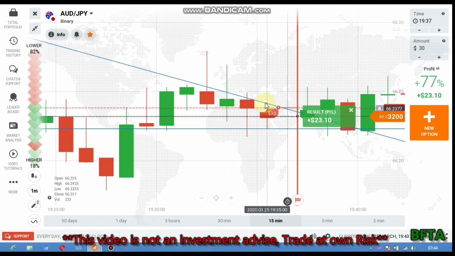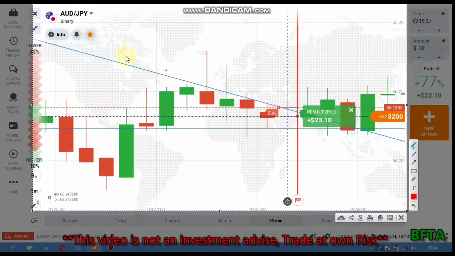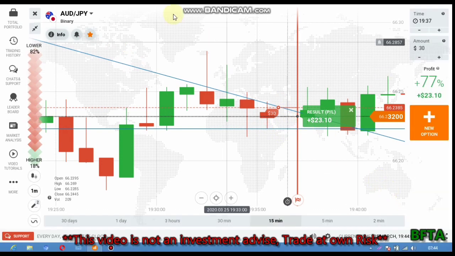I place a put option here because the trend is downtrend. The next level is here, and I can see that there is a gap to this level. That means the sellers will continue to this level. That's why I place the put option. Okay, but it closed as a doji candlestick.